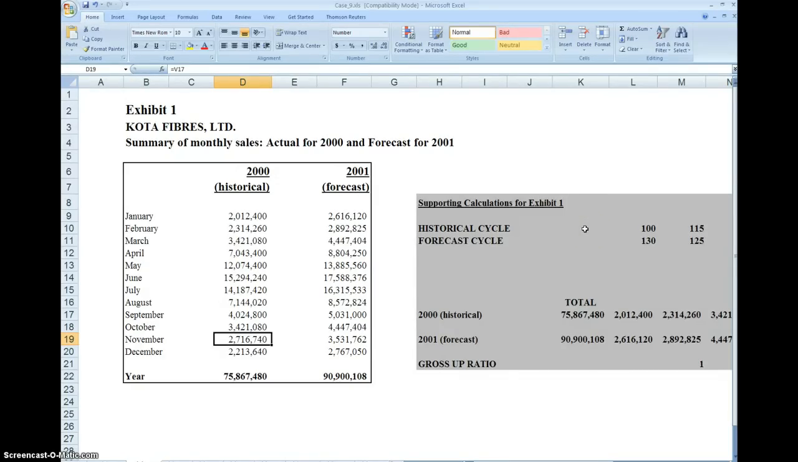Hi, students. Here's the student spreadsheet that I put into Blackboard. I'm sorry, I had the wrong one, but I put the right one on now.